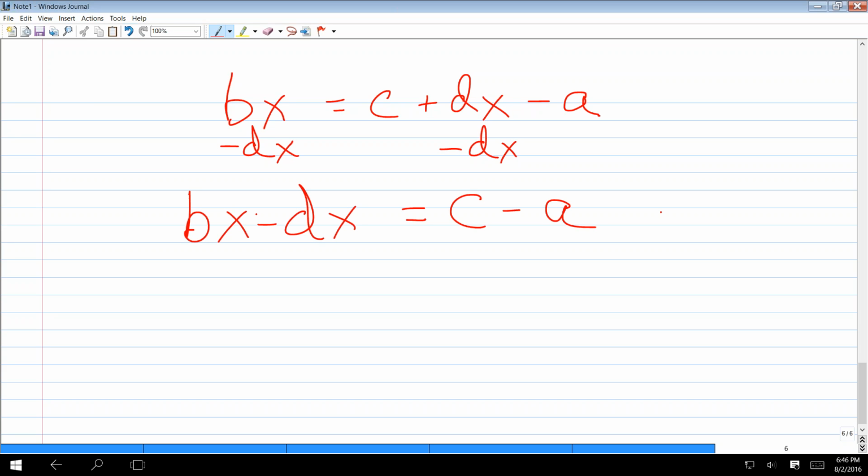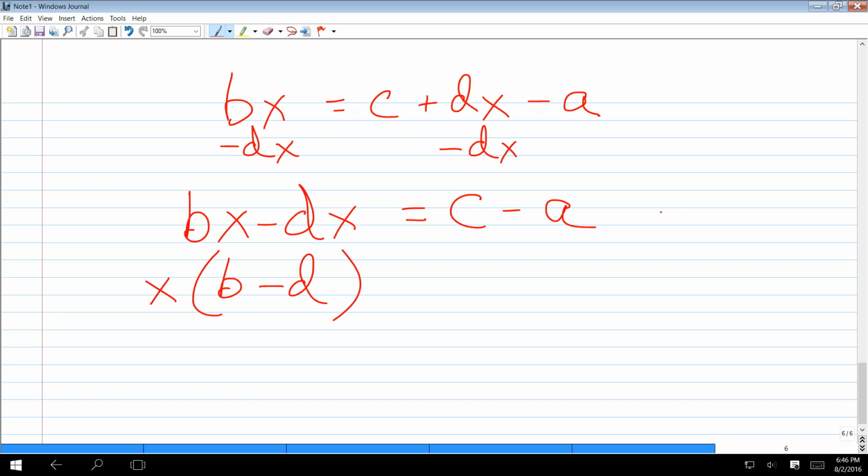Now, how am I going to get the x out of this? I got a bx minus dx. What can I do? Divide the whole side by bd. You're close. Factor out a greatest common factor. What's the greatest common factor between those two terms? X. That's what we want to do, is factor out an x. What's that leave? B minus d.